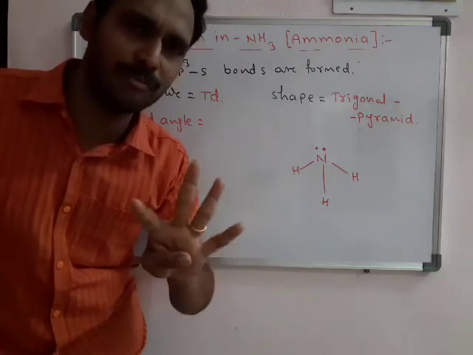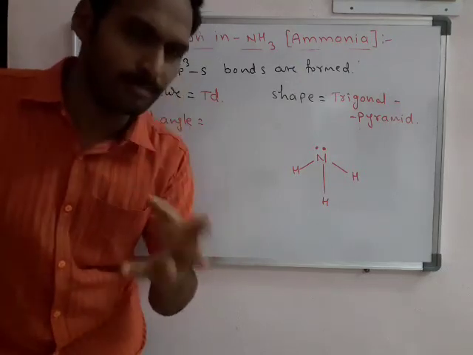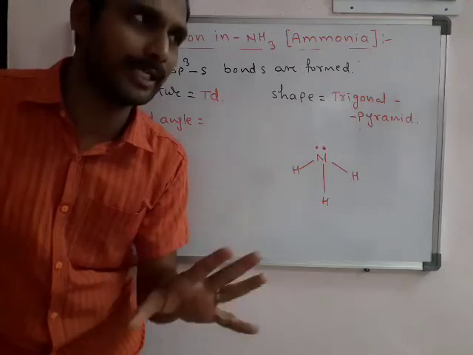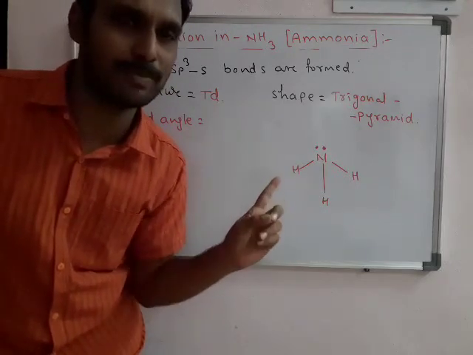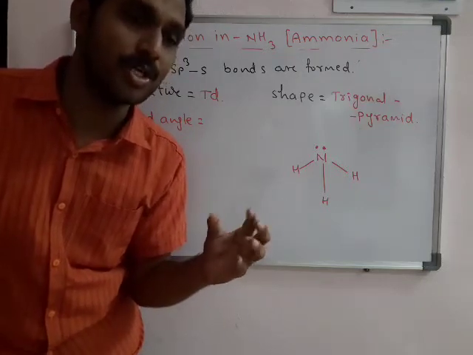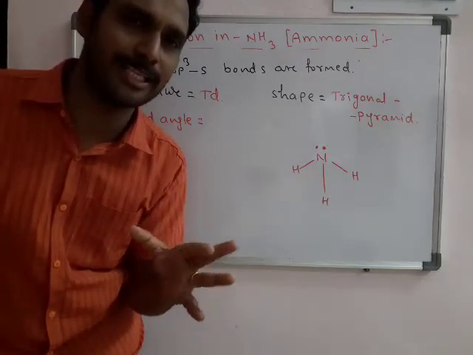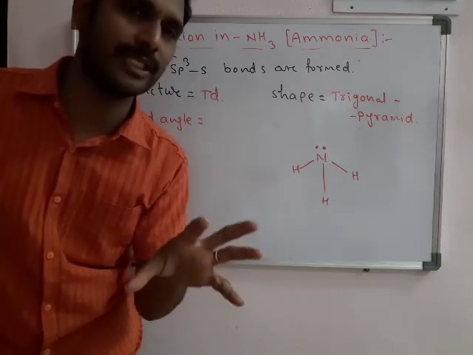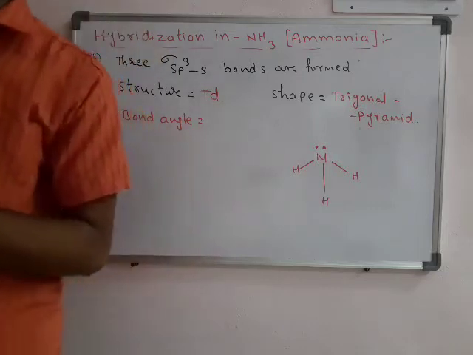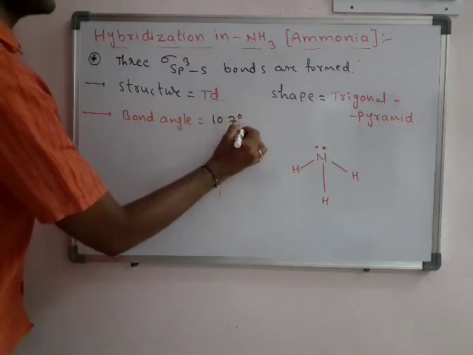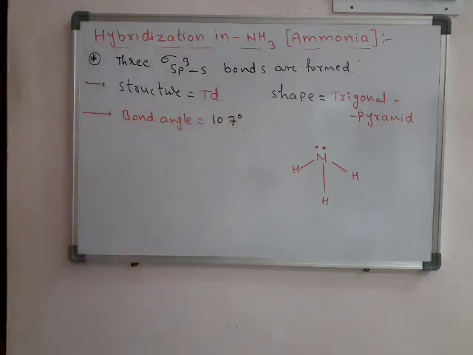If there are perfectly 4 bonds, it is compulsorily 109 degrees 28 minutes. But here only 3 bonds are present and one lone pair is present. That's why there is a change in the bond angle. Why there is a change in the bond angle, there is no correct explanation in the hybridization process. But it is observed that in ammonia the bond angle is 107 degrees. Okay, this is about hybridization in ammonia.